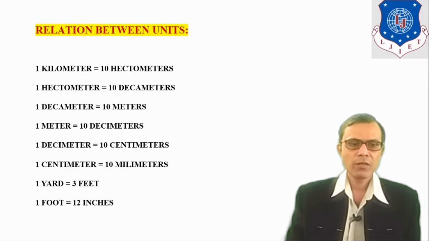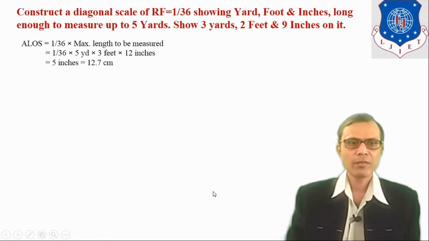In this session, we are going to discuss the diagonal scale example in which these units are used: yard, foot and inch. Let's see the given data. Construct a diagonal scale of RF equal to 1 by 36 showing yard, foot and inches and long enough to measure up to 5 yards. Show 3 yards, 2 feet and 9 inches on it.